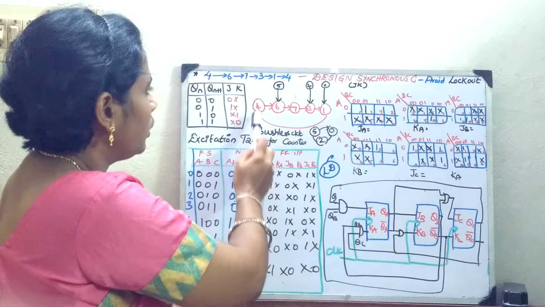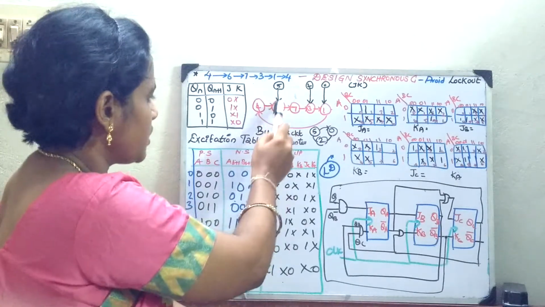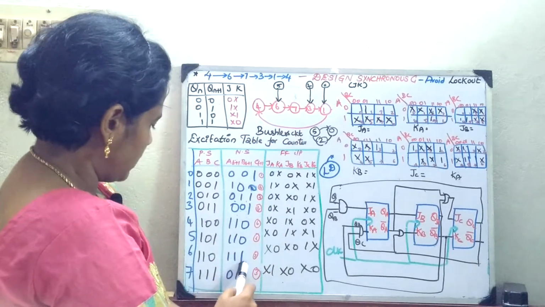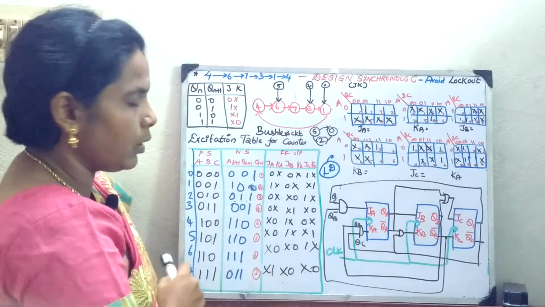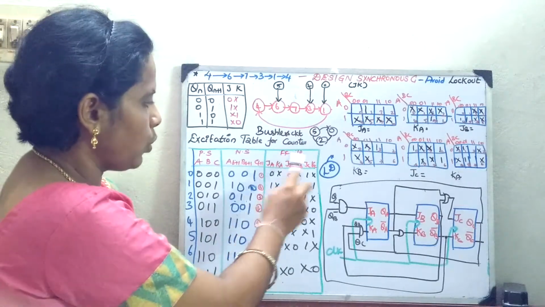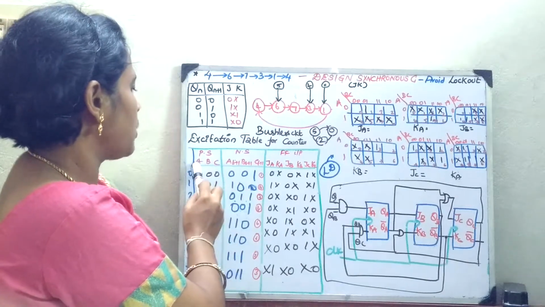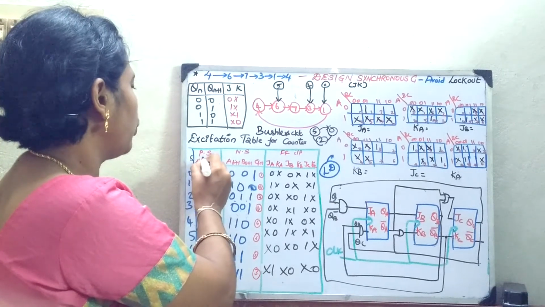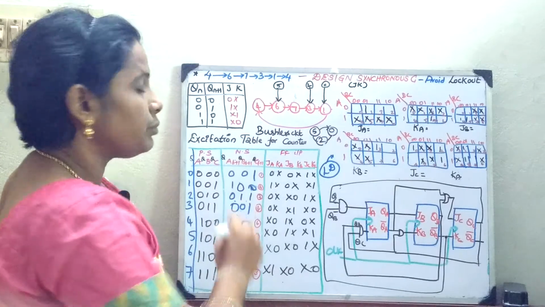For 4, the next state is 6. For 5, the next state is 6. For 6, the next state is 7. For 7, the next state is 3. In this way you fill the column. Once this is done, of course, you know how to fill the excitation inputs. Just take A of t plus 1 and the present state. Here I have not directly mentioned QA, QB, QC, but there is nothing wrong in this.